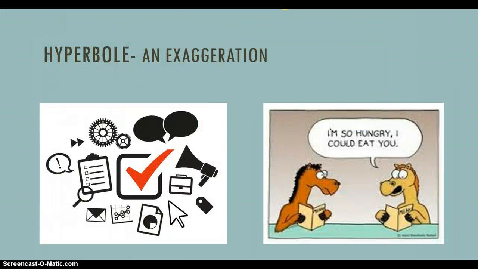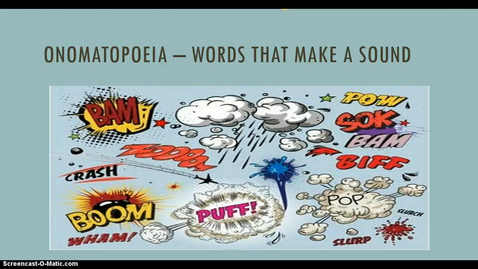Hyperboles are an exaggeration of the truth. Authors generally use this to provide more meaning and put more emphasis on what it is they want you to know. You're never going to be so hungry that you could eat a horse, and you can never really have 1,000,001 things on your to-do list.